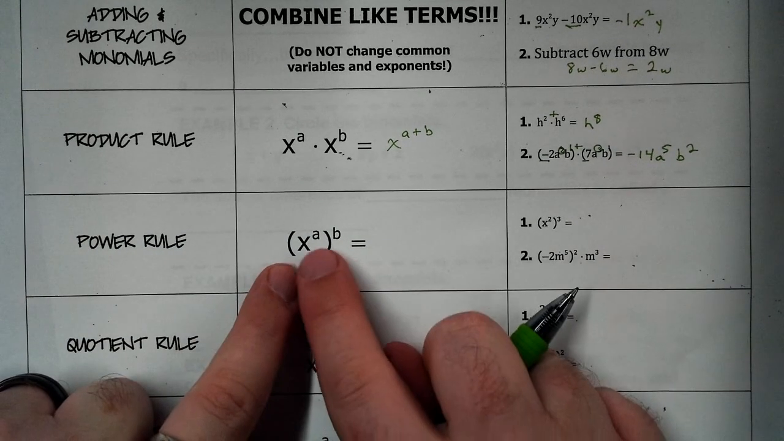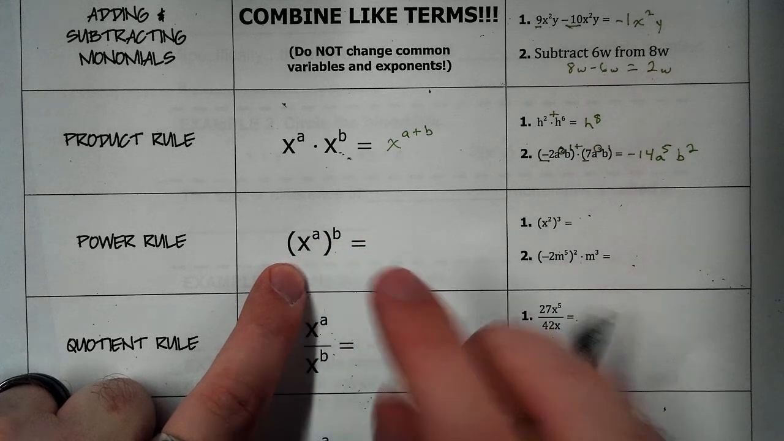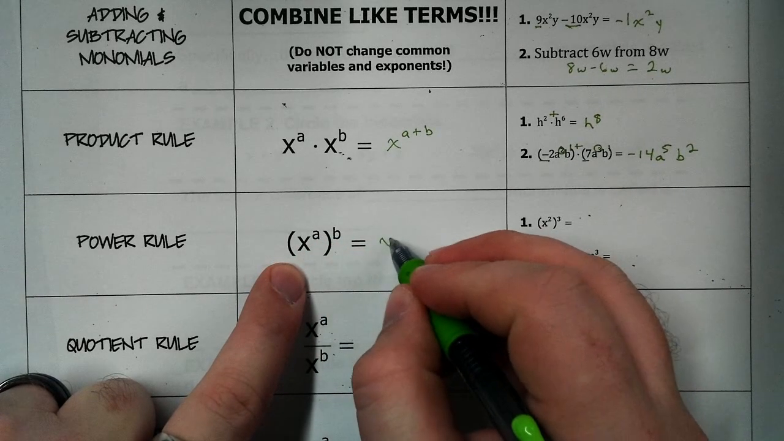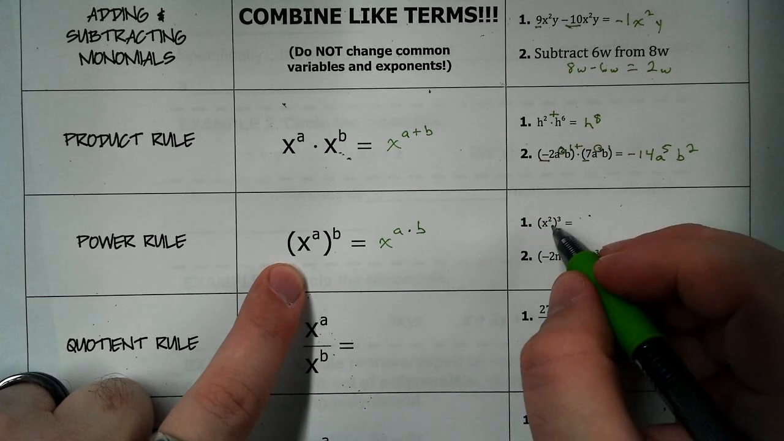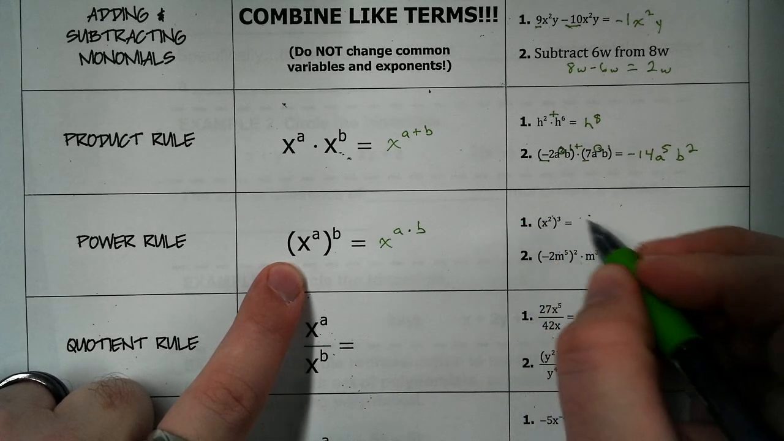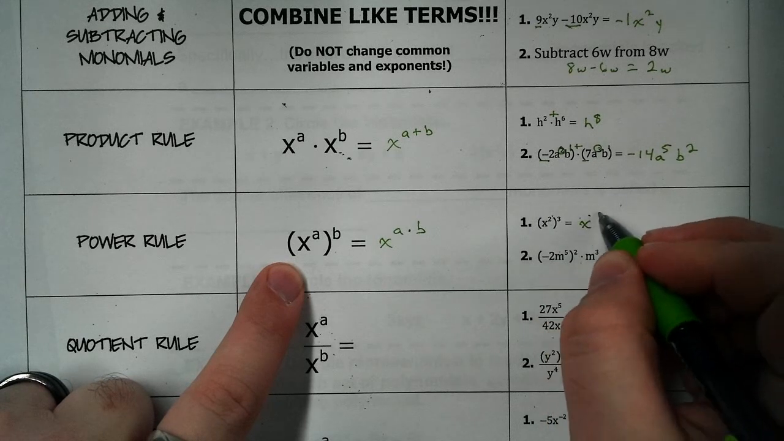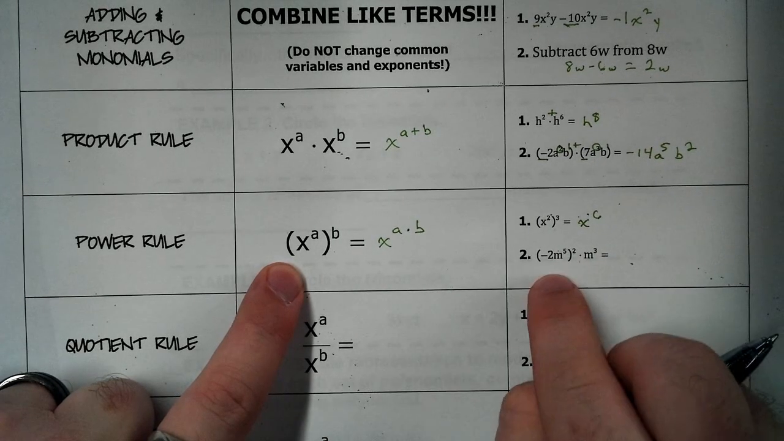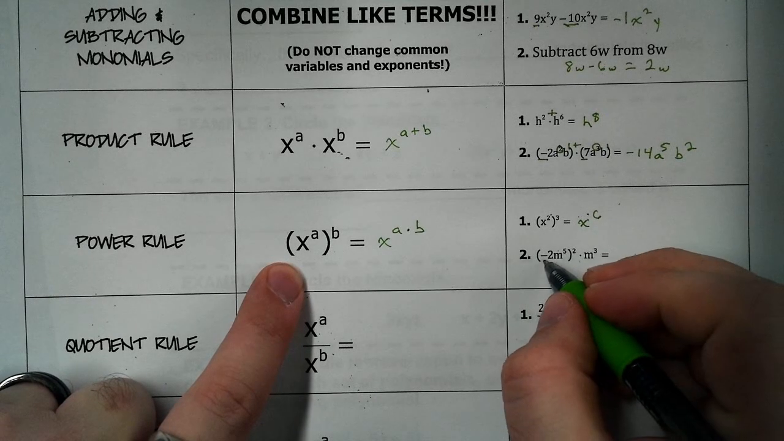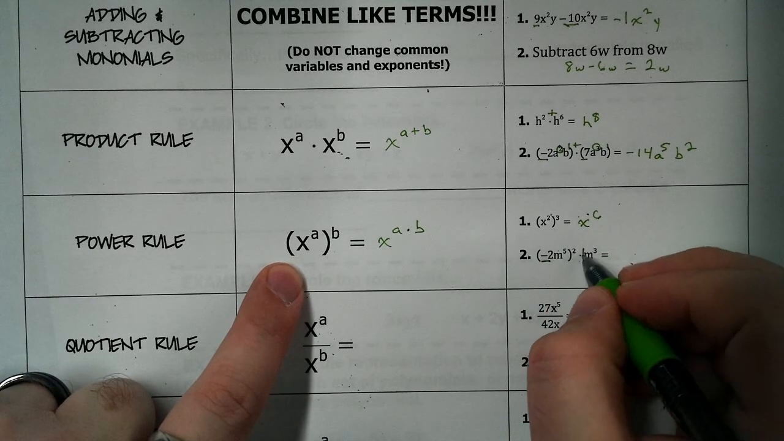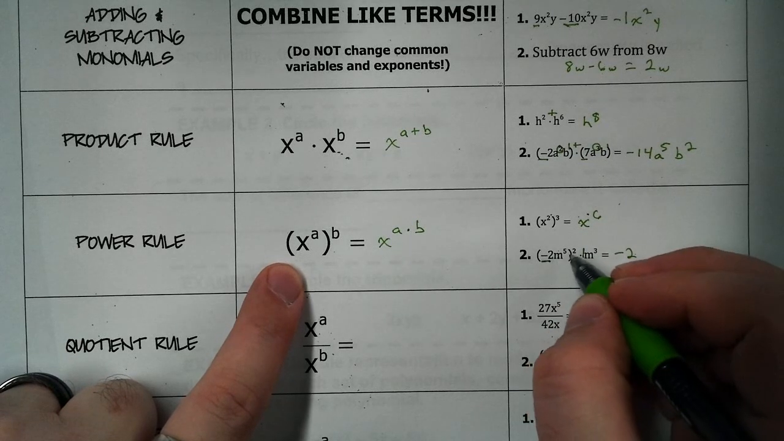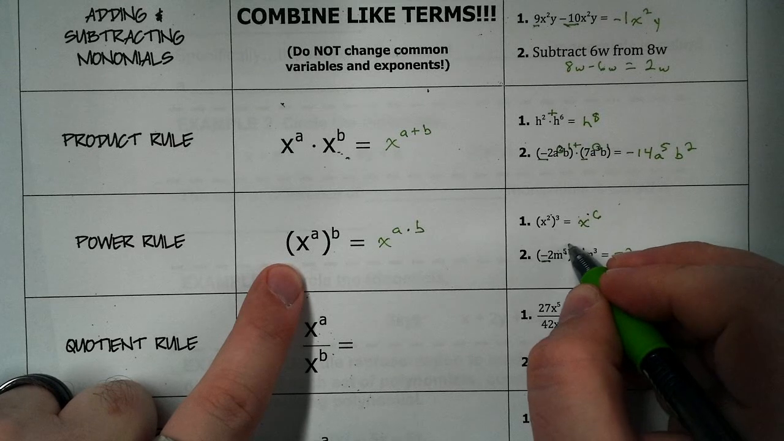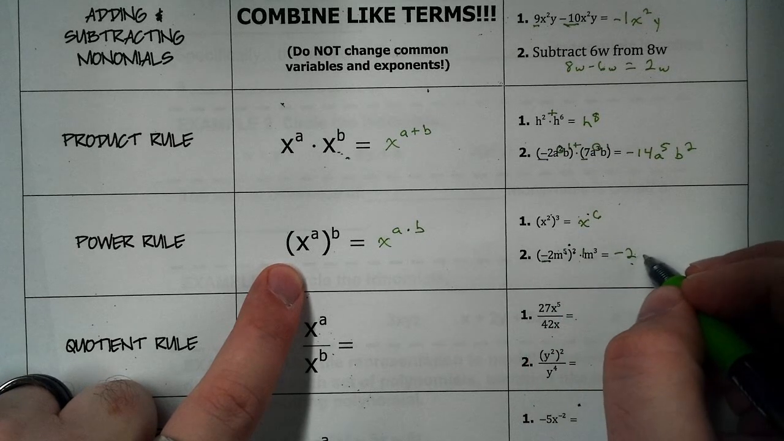Now we're on the power rule. So a power raised to a power. What you got to do is you got to multiply the exponents. So x to the a times b. 2 times 3 is 6, so this is x to the 6th. And then over here we do have a coefficient, so do that part first. Negative 2 times a sneaky 1 is still negative 2. And now we've got m raised to the 5th times 2, right? Because that's power rule, which would be m to the 10th.